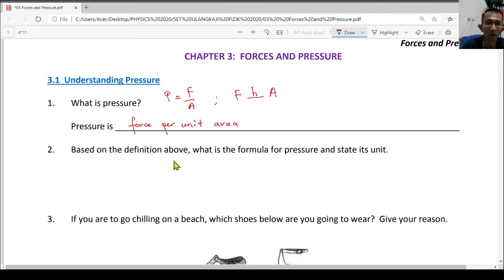Based on the definitions above, what is the formula for pressure and state its units? We have mentioned earlier that pressure equals force over area. Force, the unit is Newton, area is meter square, so the unit for pressure is Newton per meter square. We have another name for this, and that is Pascal, Pa.